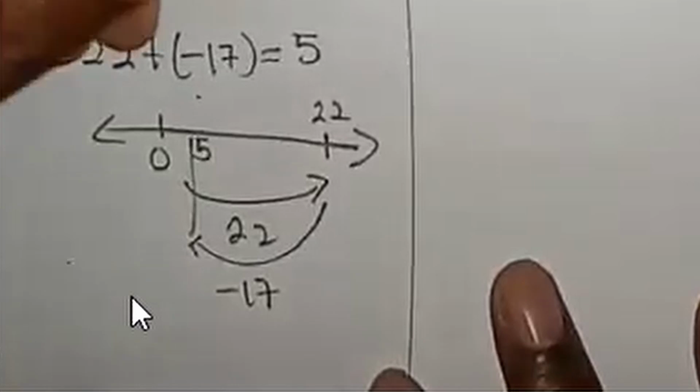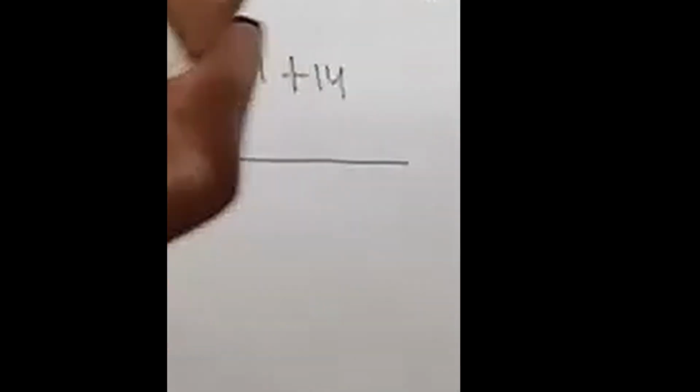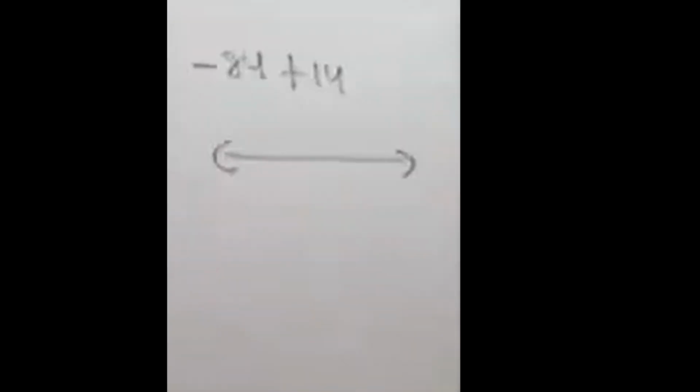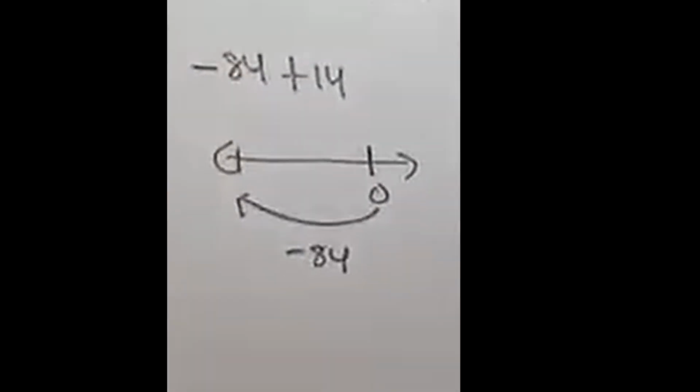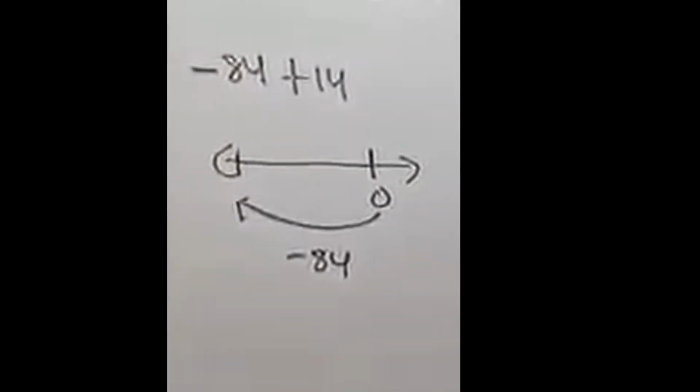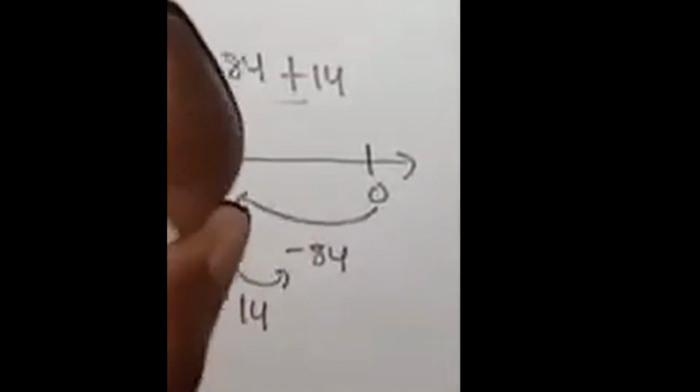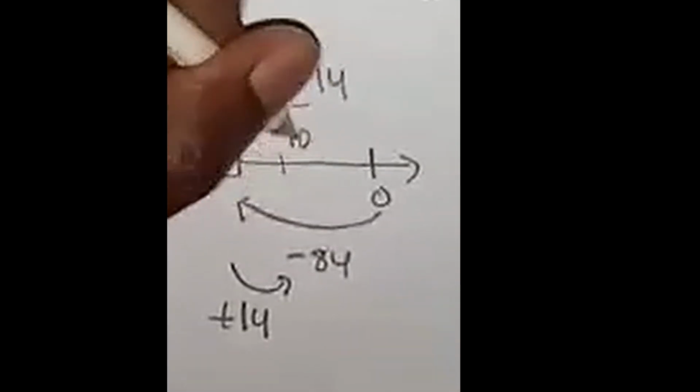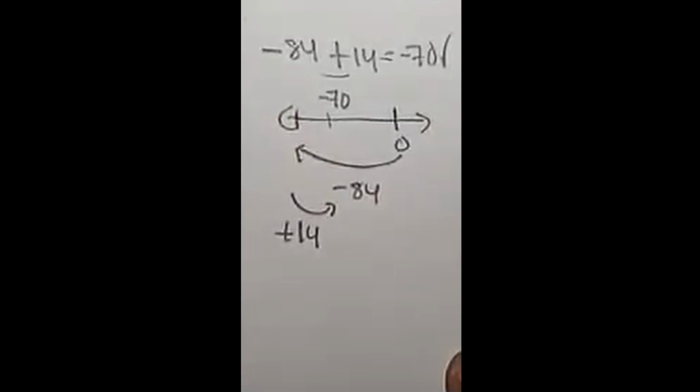Let's take a look at one more example. I have a negative 84 plus 14. So what do we do first? Number line. Let's say 0 is here somewhere. We're going left, minus 84. But we got to come back to the right. And that's going to land at negative 70. Negative 84 plus 14 is negative 70.